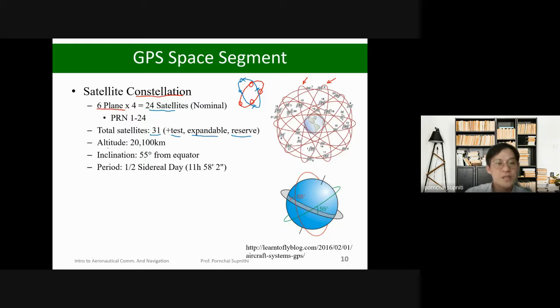Okay, the altitude of the GPS satellites is about 20 thousand kilometers. And as we will know from the next class, the altitude is not always constant. It depends on where above the Earth the satellite is flying. And inclination is 55 degrees from the equator. The period of the satellites is a half sidereal day, meaning that each orbit takes almost half a day. So in one day you see the satellites about 2 times.